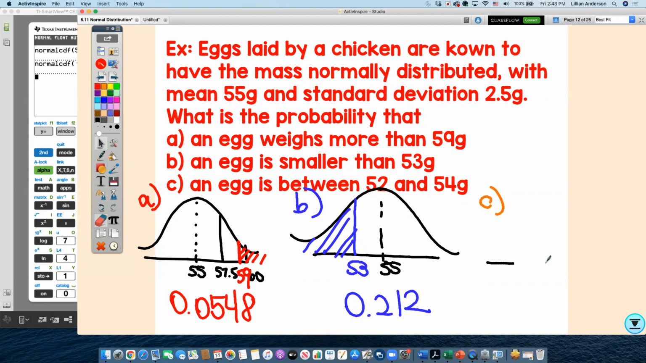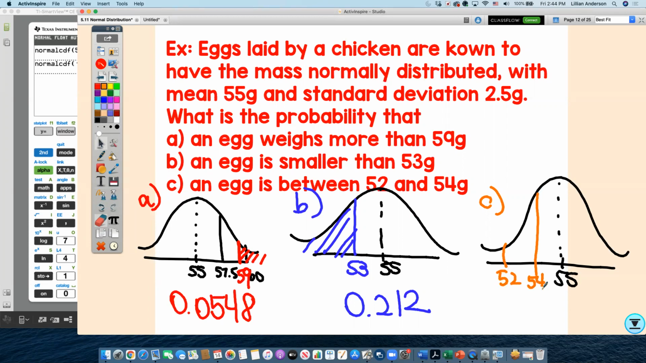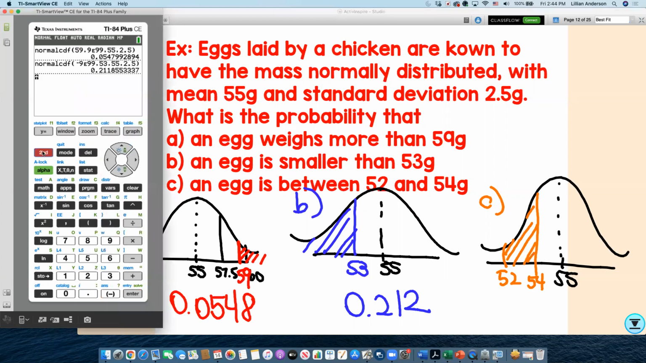Lastly, for C, this time, again, my mean is 55. I have between 52 and 54. Both of those are to the left of the mean. And between means I'm looking for this part right here. What's my upper and lower? If you choose the lower. Mean and standard deviation are the same? Yes. Okay, so I have to change that to 55 and 2.5.